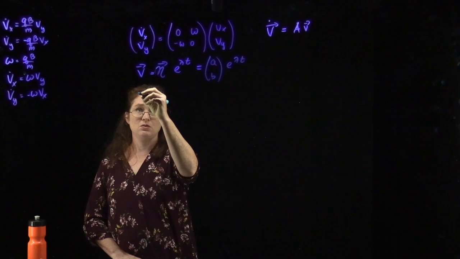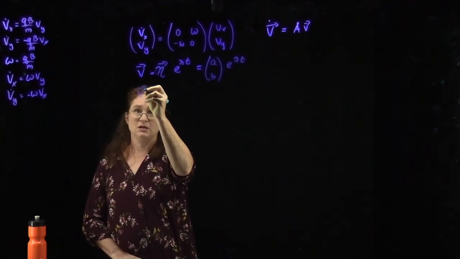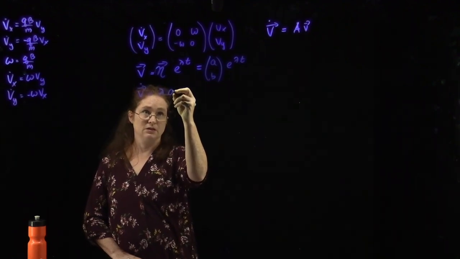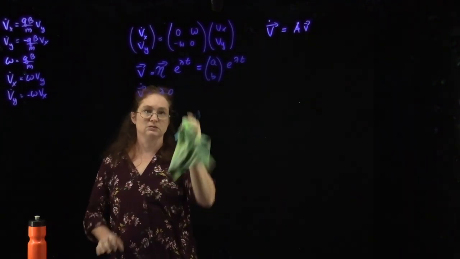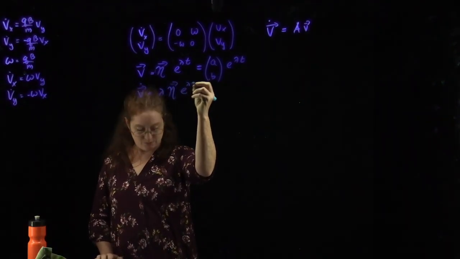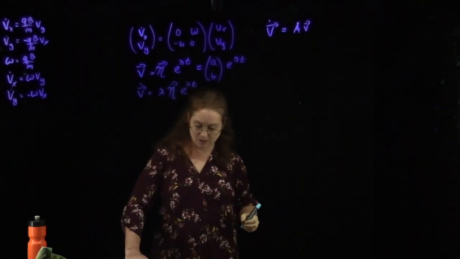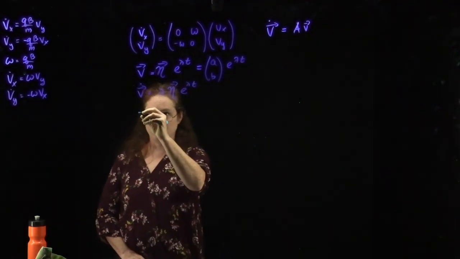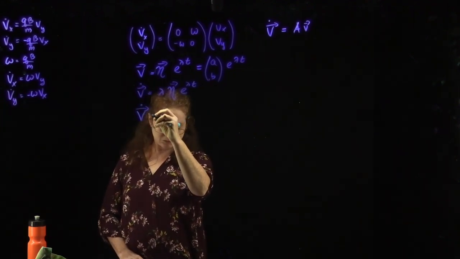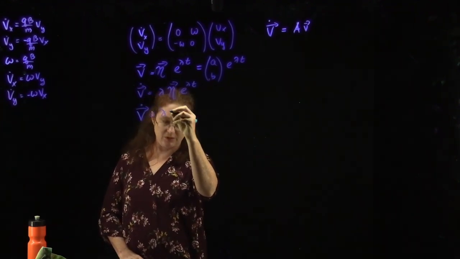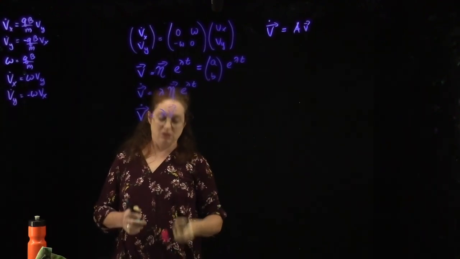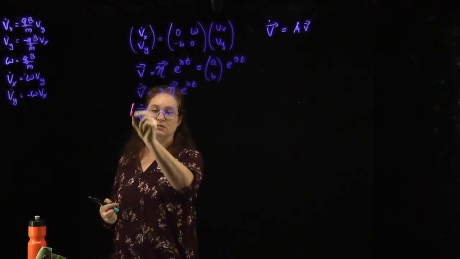So now V dot equals lambda times eta e to the lambda t. And then our equation is that V dot equals lambda V, and I'm going to subtract lambda V from both sides.